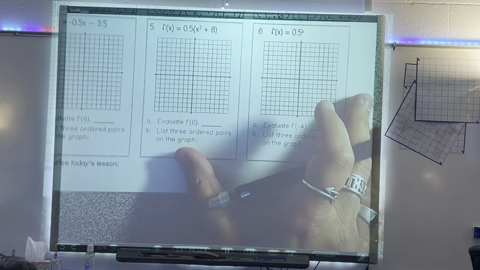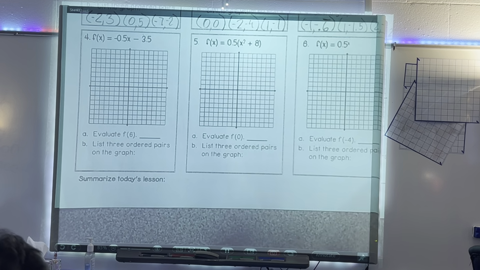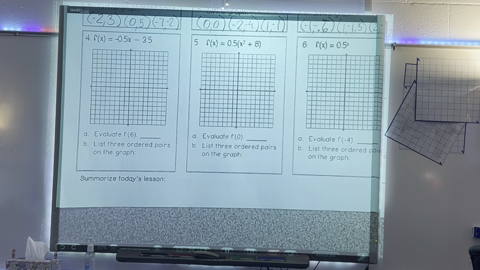Alright, let's take a look at this one. What kind of graph are we gonna have here? Look at the equation.